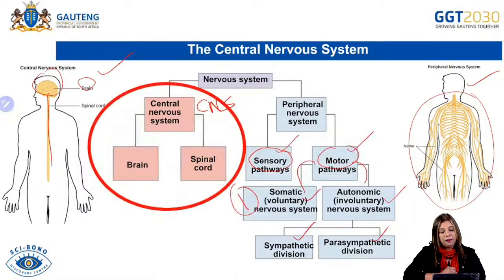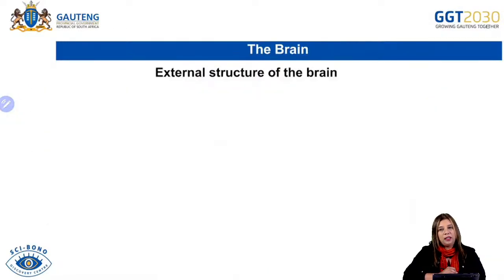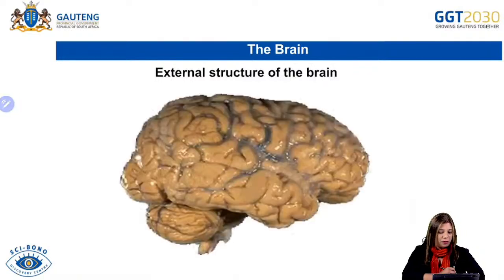It's the brain and the spinal cord. So let's look at the external structure of the brain. So we remember that the brain, we've got a nice diagram of the brain for you. It looks a little bit slimy, but yes, it's the brain. That's what your brain looks like. Okay, and your brain has many different layers and many different levels.